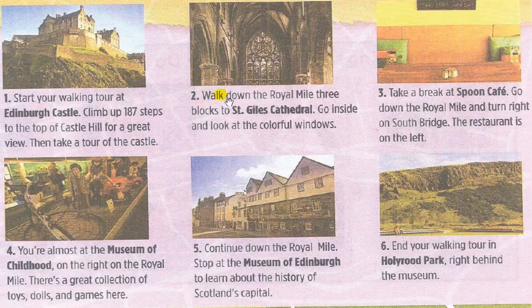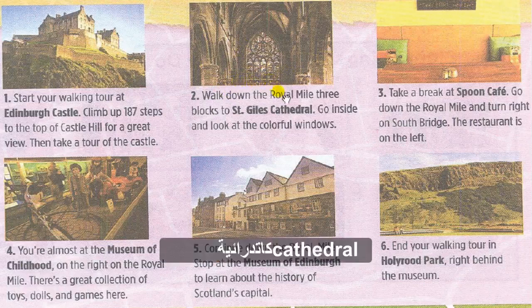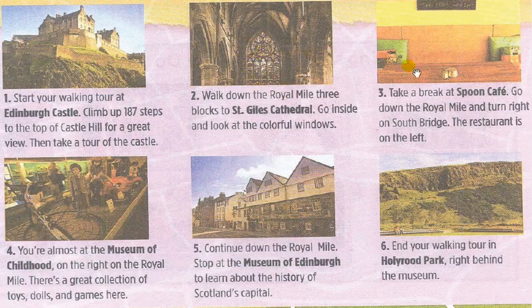2. This is St. Giles Cathedral. Cathedral, big church. You walk down the Royal Mile 3 blocks. After 3 blocks, you will find St. Giles Cathedral. Go inside the cathedral. Look at the colorful windows. The windows are colorful. The windows are great. They're wonderful.